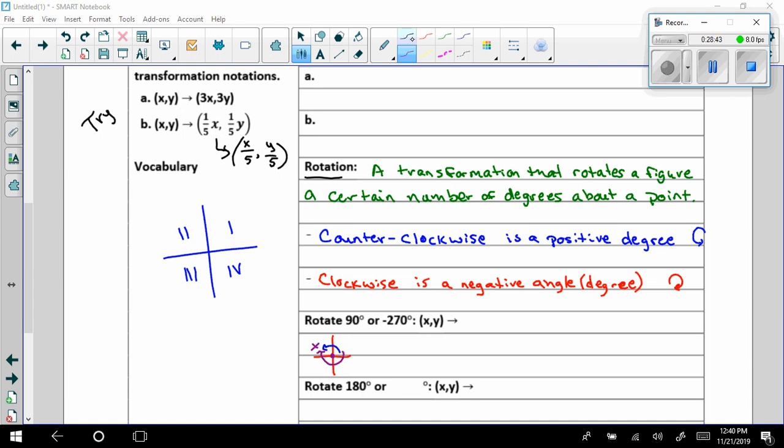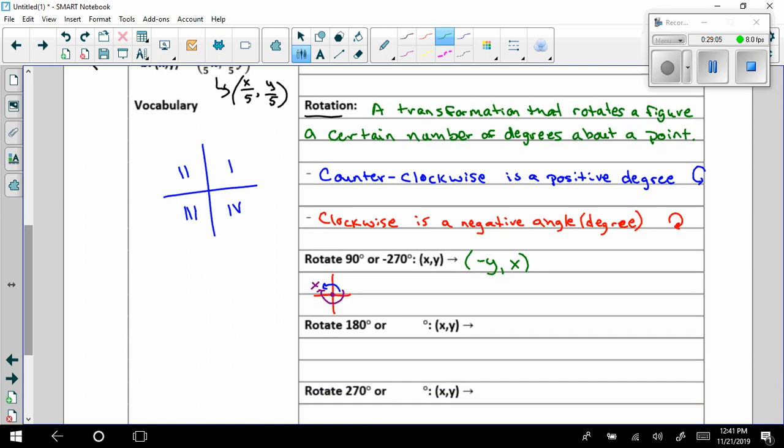There are some similarities with rotations and reflections as far as this notation goes. This one we have negative x. Sorry, I was one ahead of myself. We have negative y, x. Rotating 180 or negative 180 is the same effect. It's half of a circle. And so we flip the signs on both the x and the y to get that effect.